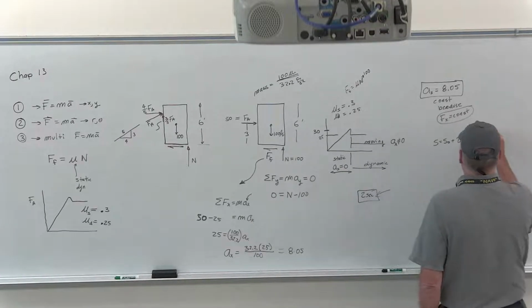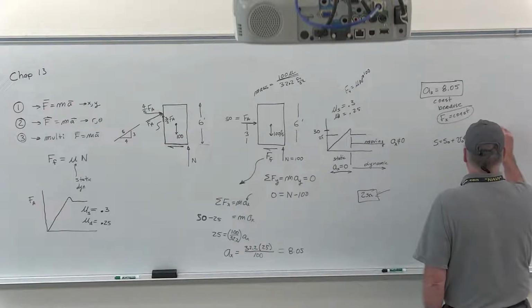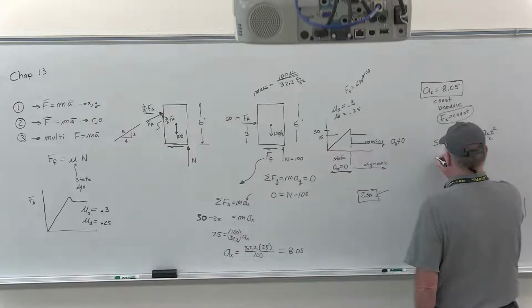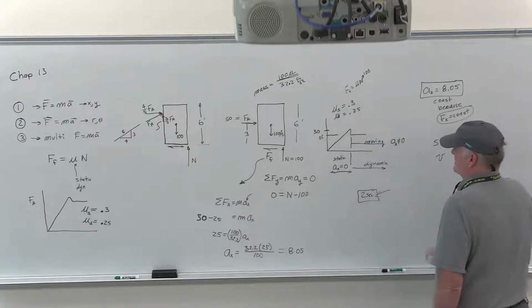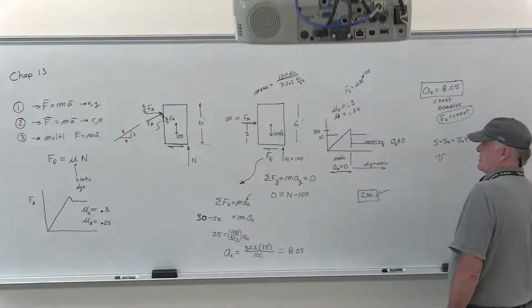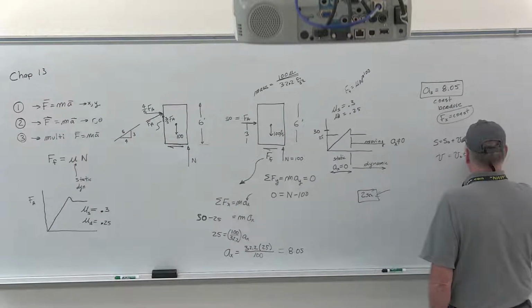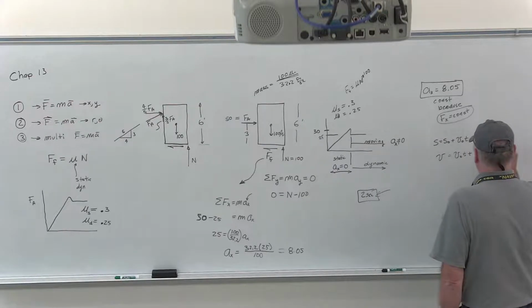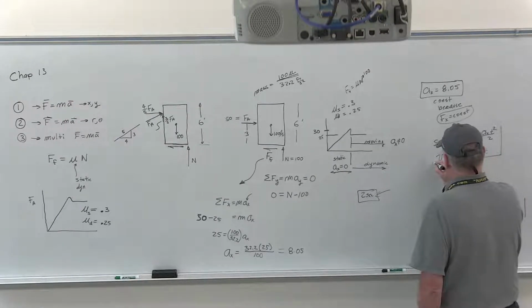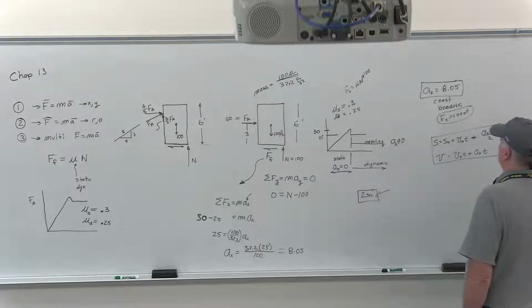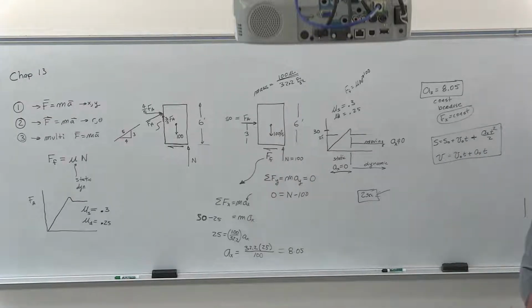Plus acceleration times t squared over 2. And maybe somebody's asking you the velocity, I don't know. It's v0 plus acceleration times t. So these are for constants.